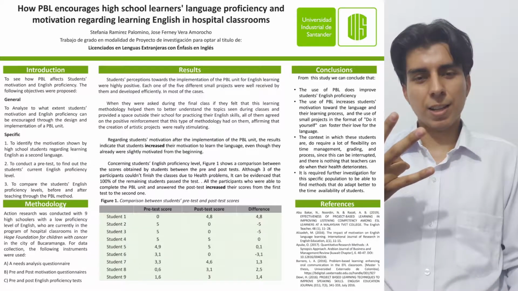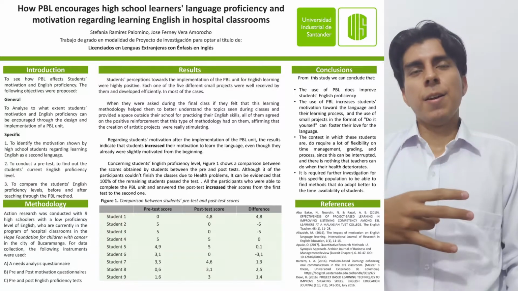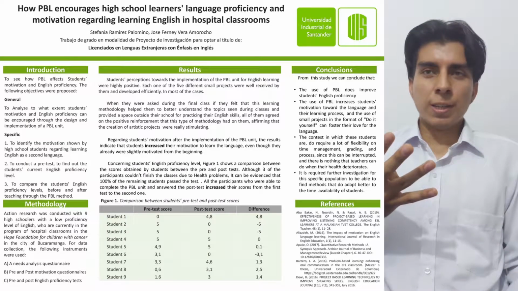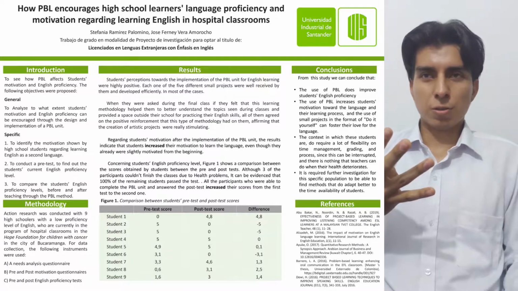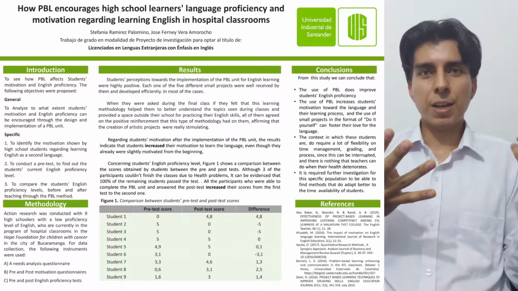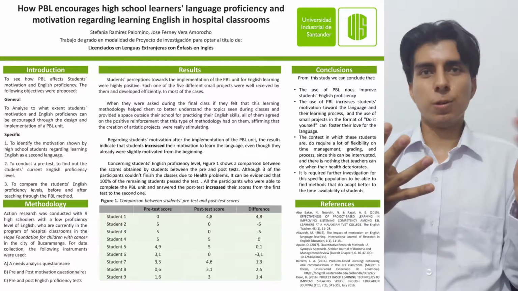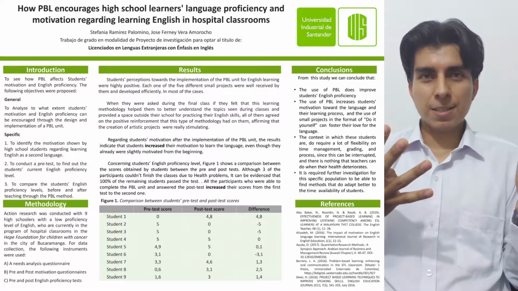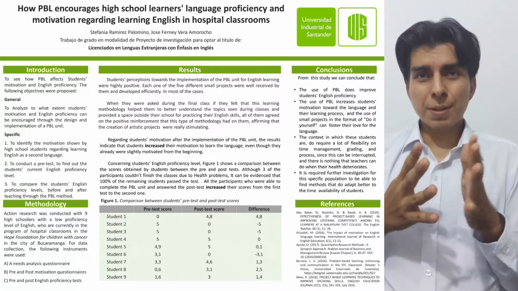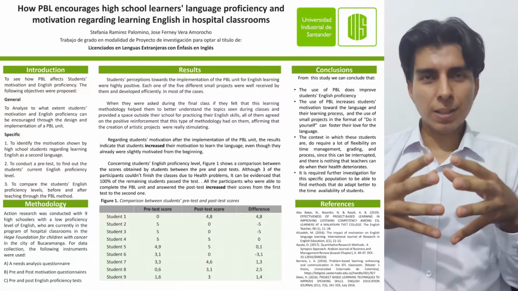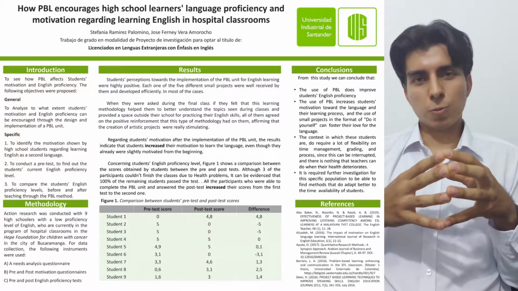Third, regarding students' motivation after the implementation of the PBL unit, the results indicate that students increased their motivation to learn the language, even though they were already slightly motivated from the beginning. And fourth, concerning students' English proficiency level, Figure 1 shows a comparison between the scores obtained by students in the pre and post test. Although 3 of the participants couldn't finish the classes due to health problems, 100% of the remaining students passed the test. All the participants who were able to complete the PBL unit and answer the post-test increased their scores from the first test to the second one.